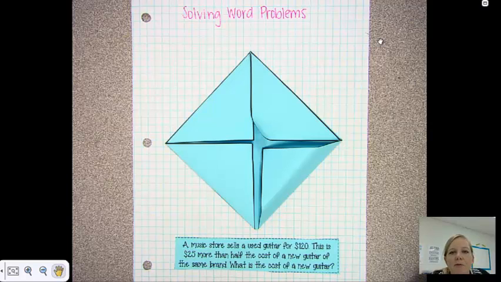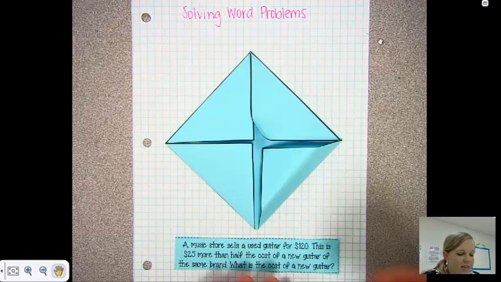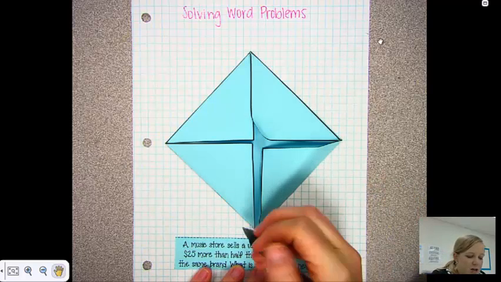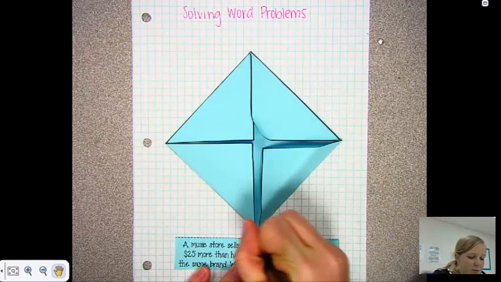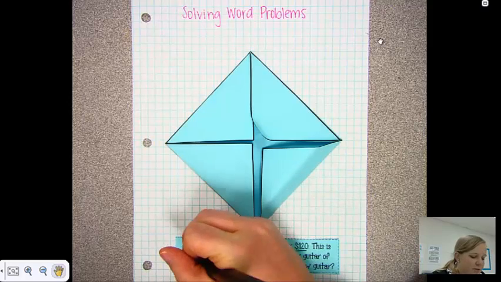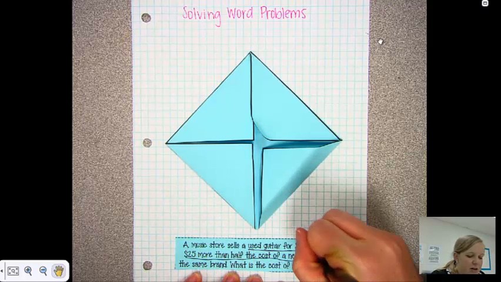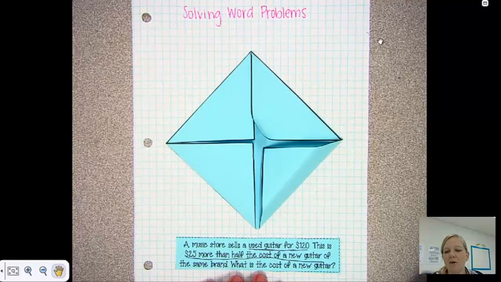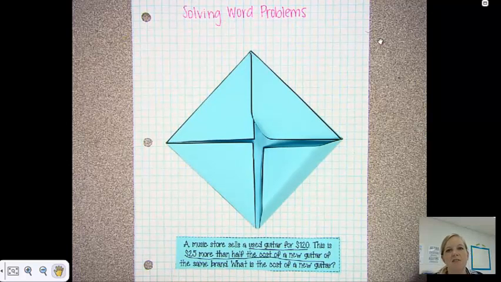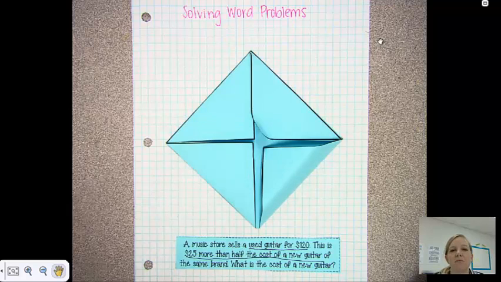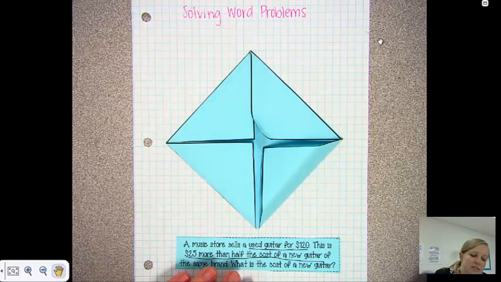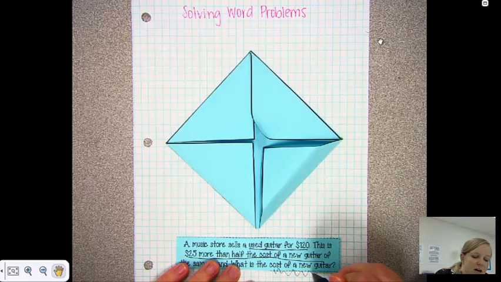Okay, so after we read it, we kind of process it. I'm going to underline the important information. I think this used guitar for $120 is pretty important. 25 more than half of a new guitar. Then I want to pay specific attention to the very last question, because that's normally what our variable is going to be. What do we want to know? What is the unknown? In this case, the unknown is the cost of a new guitar.